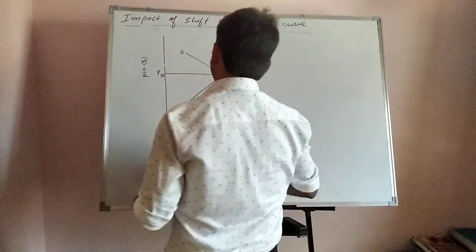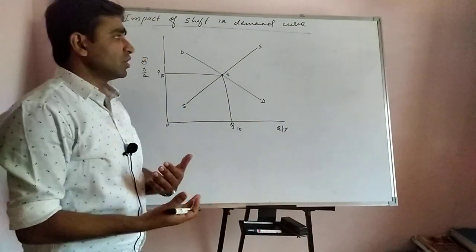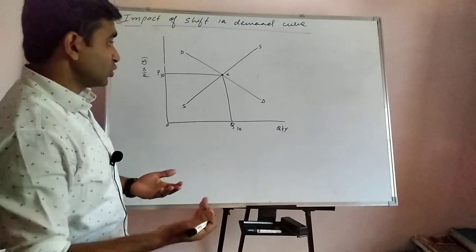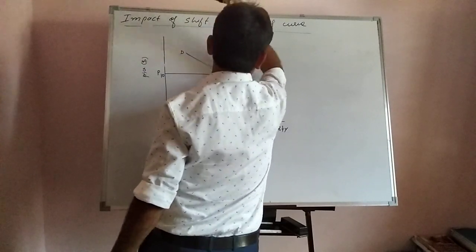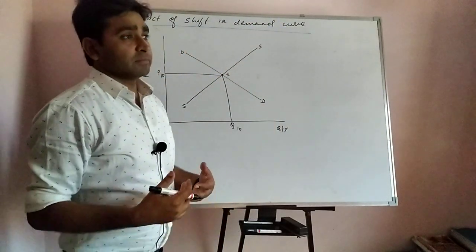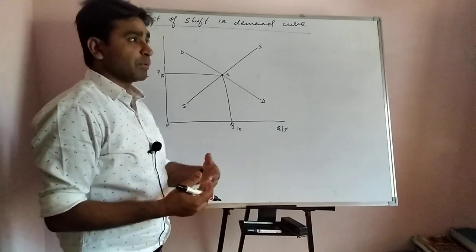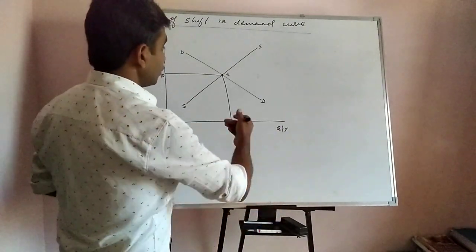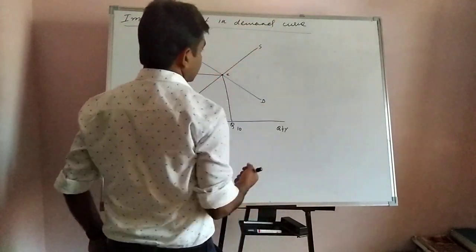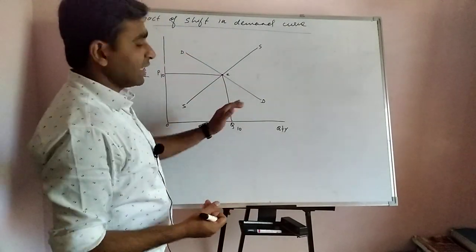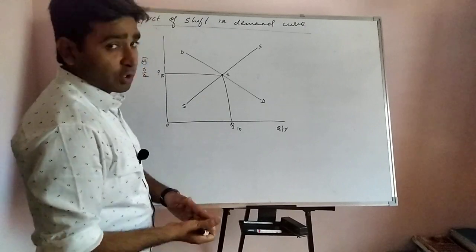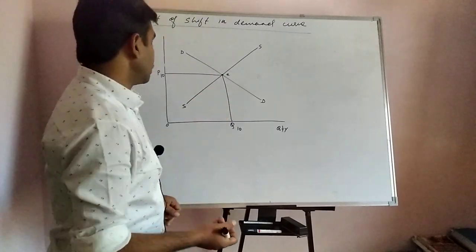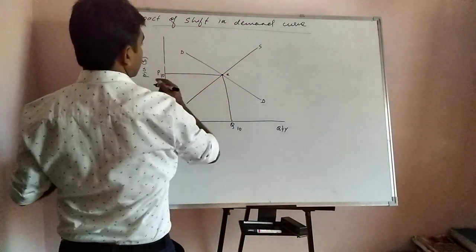The demand curve may shift because of some other factor. Maybe your income has increased, so you want to buy more, and the demand curve shifts to the right. Maybe you think that in the coming days the price of this particular good may increase, so right now you will buy more. The demand curve shifts to the right. There are many factors. Remember, in a shift, price is not responsible. So we'll shift the demand curve to the right.